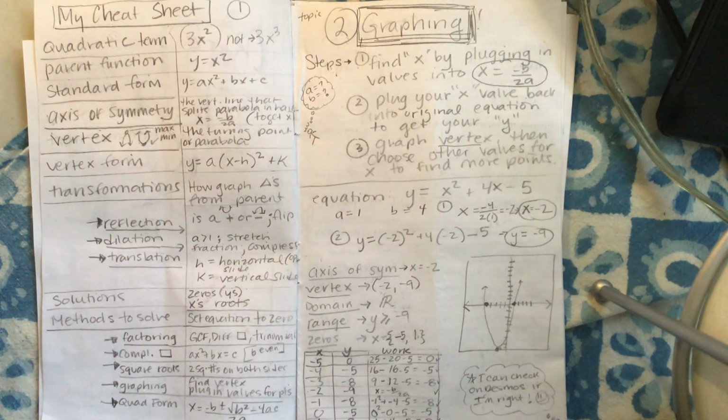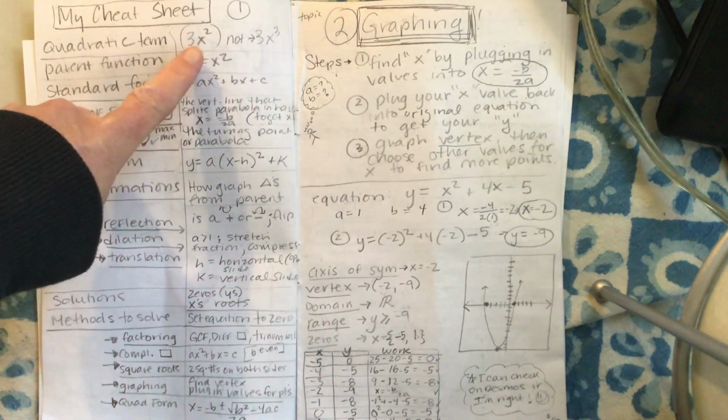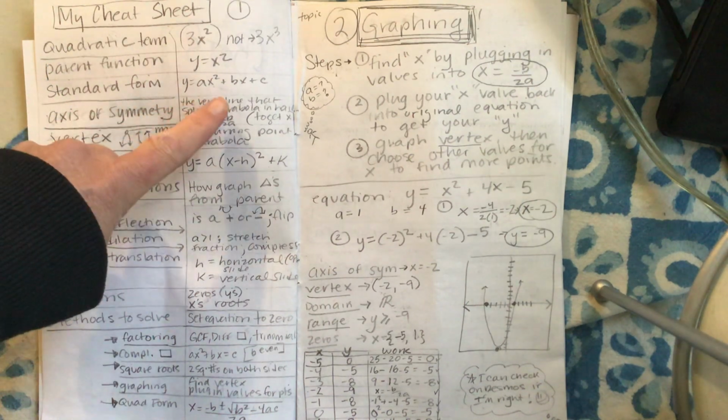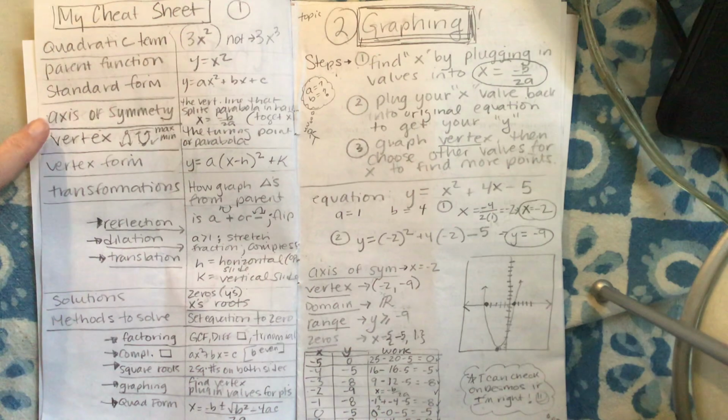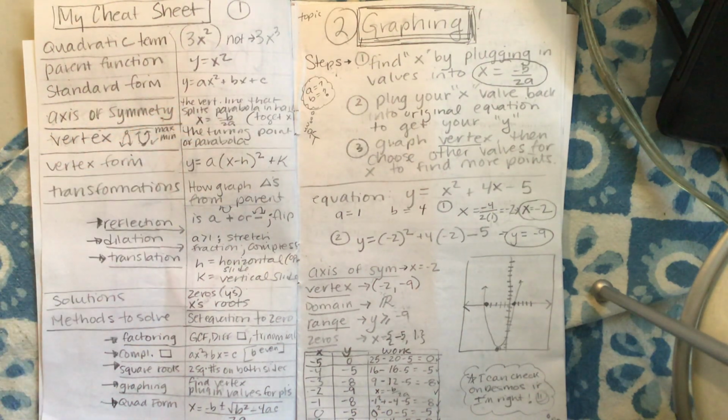So I have some terms that I really need to know for, and also if you make a little booklet for yourself, keep it because it's going to be a good study guide even for your SATs. I put here like what a quadratic term is. So it has to have a second power, nothing like a third power or a linear term. I put the parent function here, standard form, ax squared plus bx plus c, axis of symmetry, what it is, and also what that formula is.